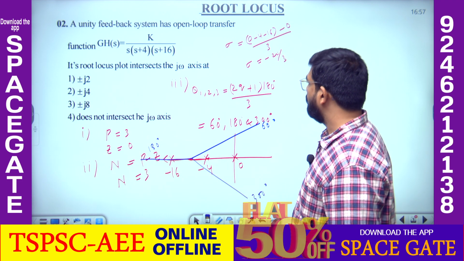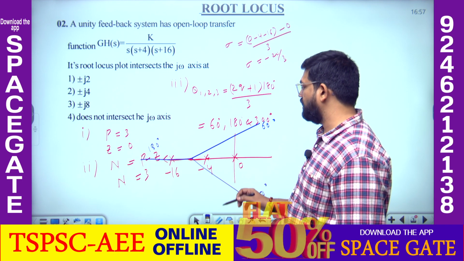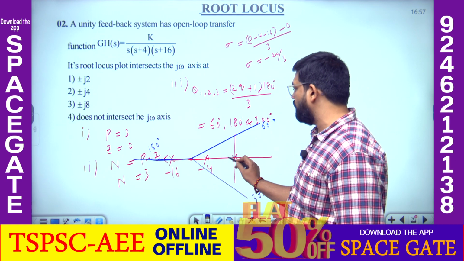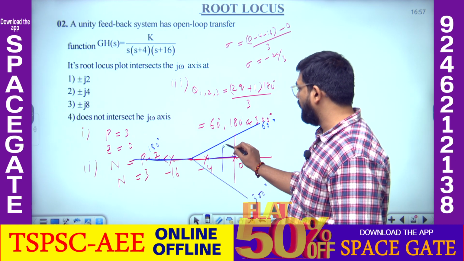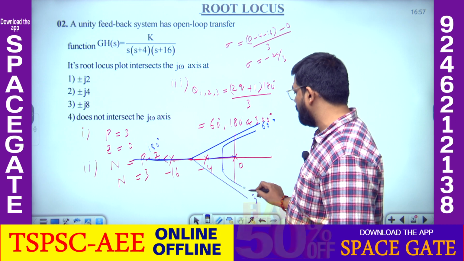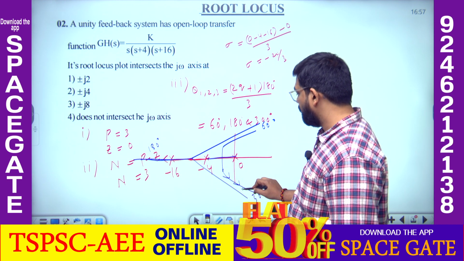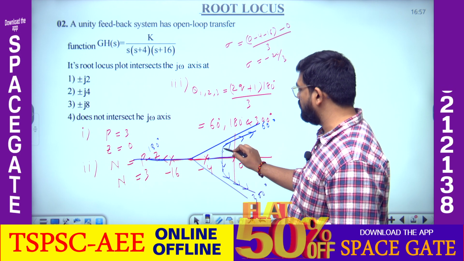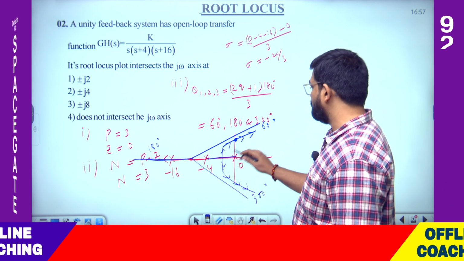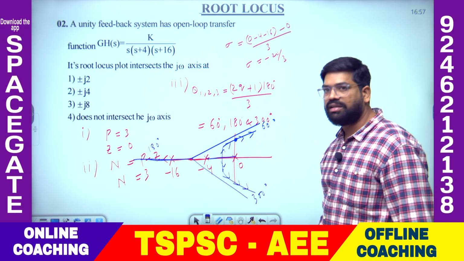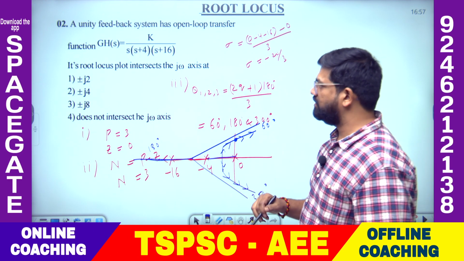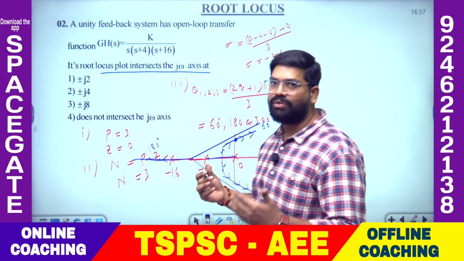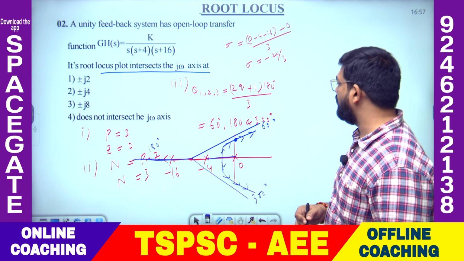So definitely breakaway point exists and this branch terminates along with this, and here in between these 2 points one branch terminates here, another branch terminates along with this. Okay. So here these 2 branches are crossing the imaginary axis. At what point are these crossing the imaginary axis? That is the question. Its root locus plot intersects the j omega axis at what point? How to get that?